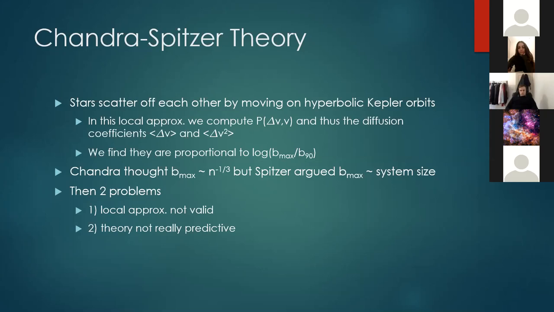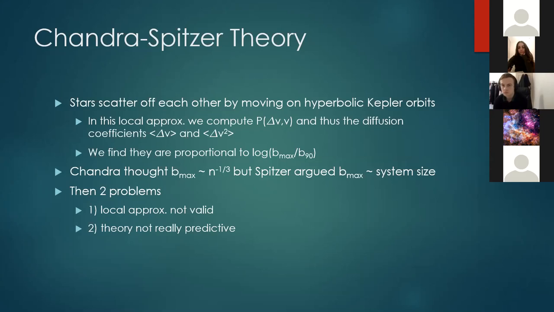And I think numerical experiments, which of course became possible after Chandrasekhar was writing in 1943, indicate that indeed you have to take Bmax to be much bigger than n to the minus a third for the theory to produce anything like what you see in numerical experiments. So Bmax does have to be on the order of the system size. And then we have two problems. The first is that the local approximation will not be valid for many encounters.